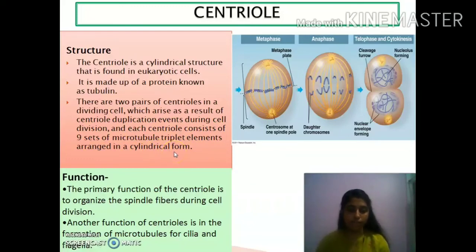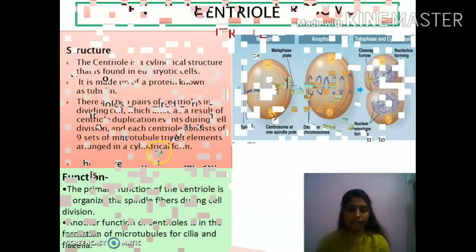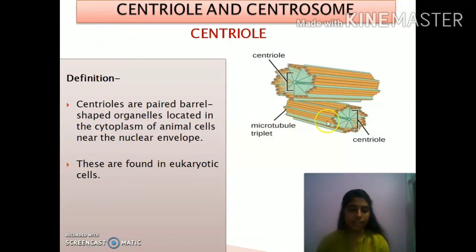For this we will have to move to the last slide. Here we have already seen that they are formed with microtubules, right? So there are 9 microtubules. You can see 1, 2, 3, 4, 5, 6, 7, 8, 9. So 9 microtubules are there, and each microtubule is present in a triplet form. Can you see? 3 tube-like structures are there. 1, 2, 3. So 3 microtubules are there.